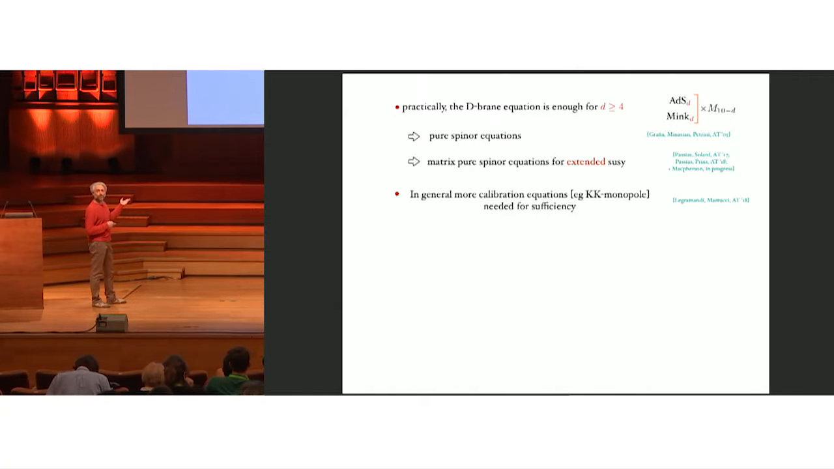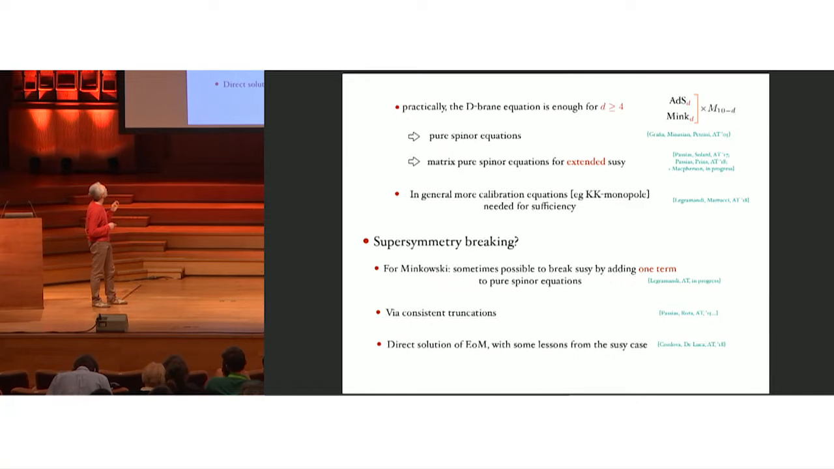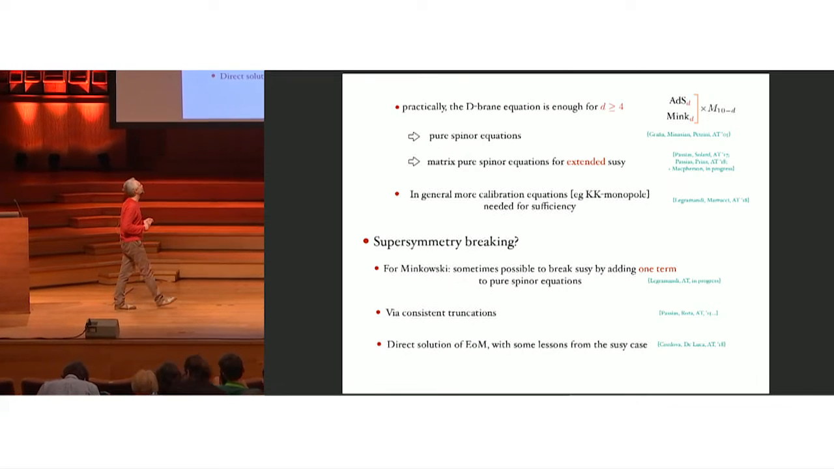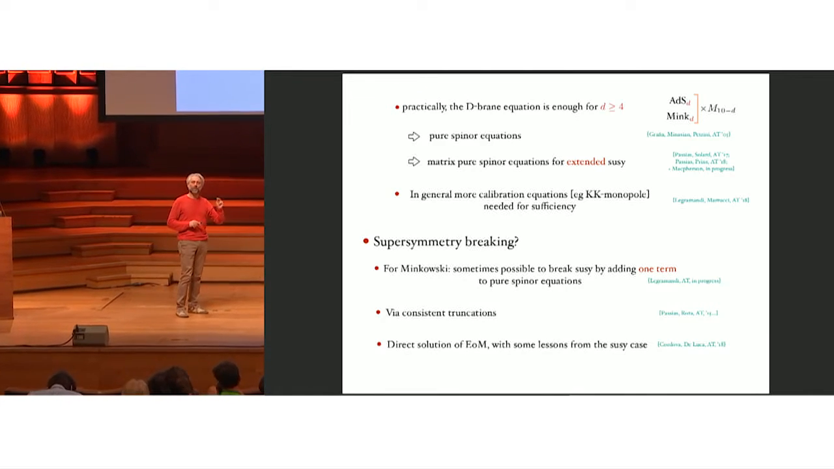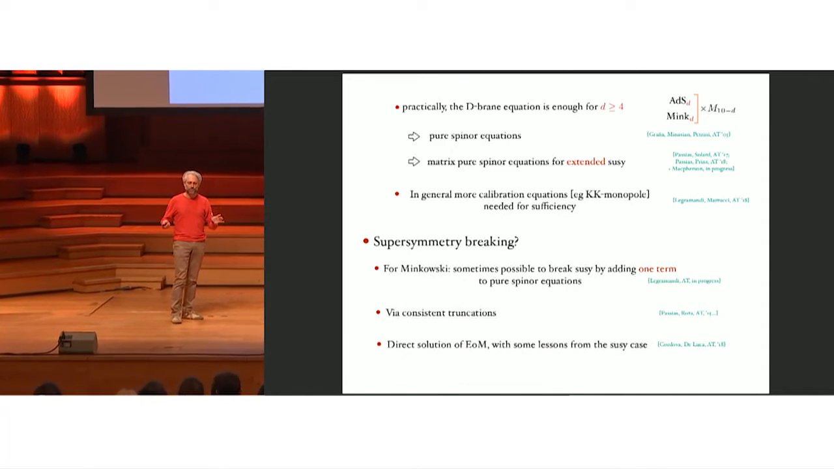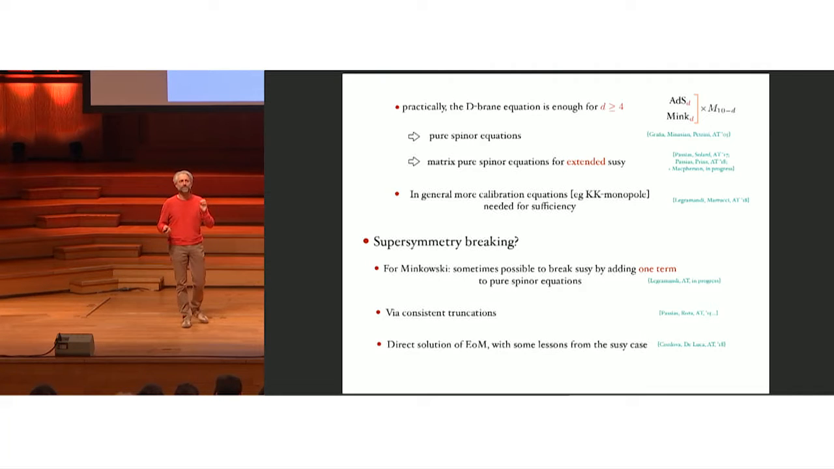So all this was for supersymmetric compactifications. A couple of comments about how to break supersymmetry. We have some work in progress where we found, after trying for many years, that we are far from having a general theory of how to do this, but at least for Minkowski solutions, we know that in some classes of examples, we can modify the pure spinor equations for supersymmetry, basically the ones we saw in the previous slide, by adding a single term which breaks supersymmetry.